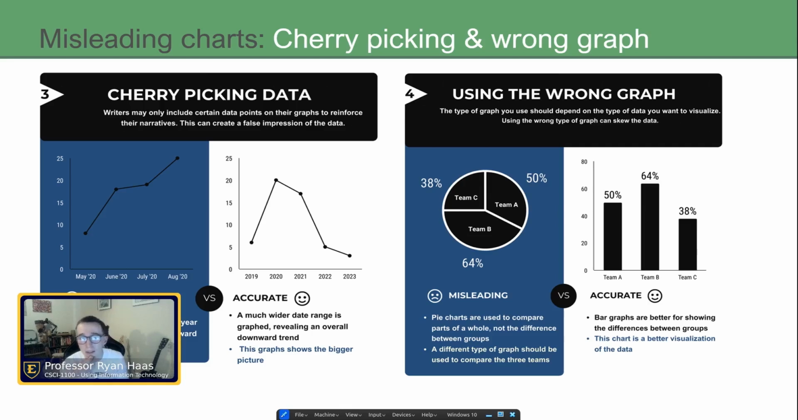Using the wrong graph. So we said pie charts are good for comparing parts of a whole, but they're not good for really visualizing the differences. Bar charts are more sensitive to letting us see the difference in values. And so that's why we're better able to compare, using the bar chart on the right, the differences in the team's percentages versus the one on the left. If we're looking at this on the left, I'm like, what is the difference between A and B, right? It's easier to see on the right.